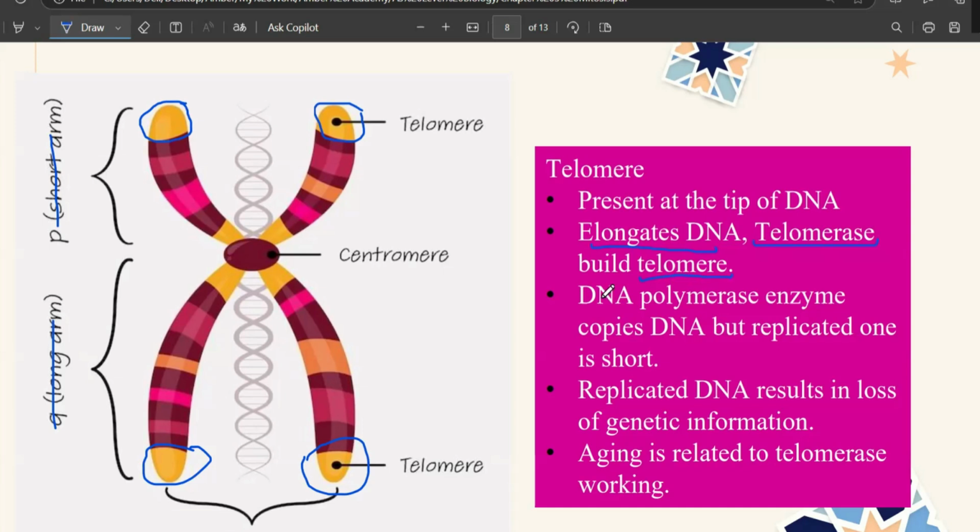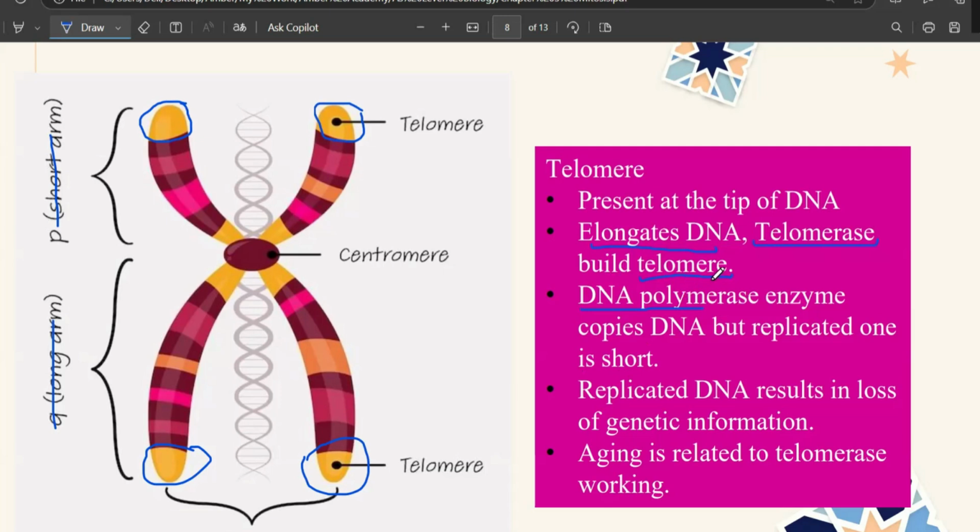Then, at this point, I know you are unable to understand what DNA polymerase is because we have not studied the chapter nucleic acid so far. It's the next chapter that we'll study. So we'll talk about DNA polymerase in detail. But for now, you can just understand that it's an enzyme. DNA polymerase is an enzyme which copies the DNA, but the replicated one is a short one. You'll understand the proper working of DNA polymerase in the nucleic acid chapter.